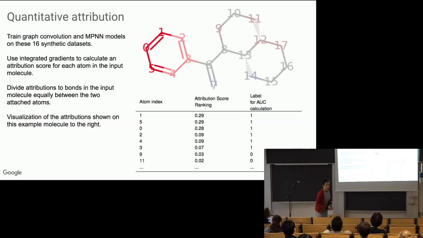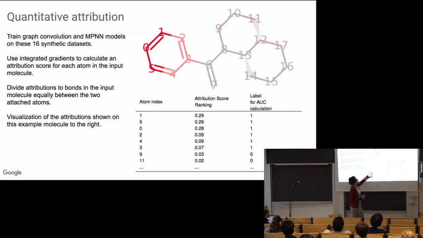To do that, we're going to invent a quantitative attribution method where we use integrated gradients, which is one of the techniques that has been published recently, to calculate an attribution score for each atom in the input molecule. There's a little example here where I've numbered the atoms, and so here are the indices, and here was the score that the attribution method gave them.